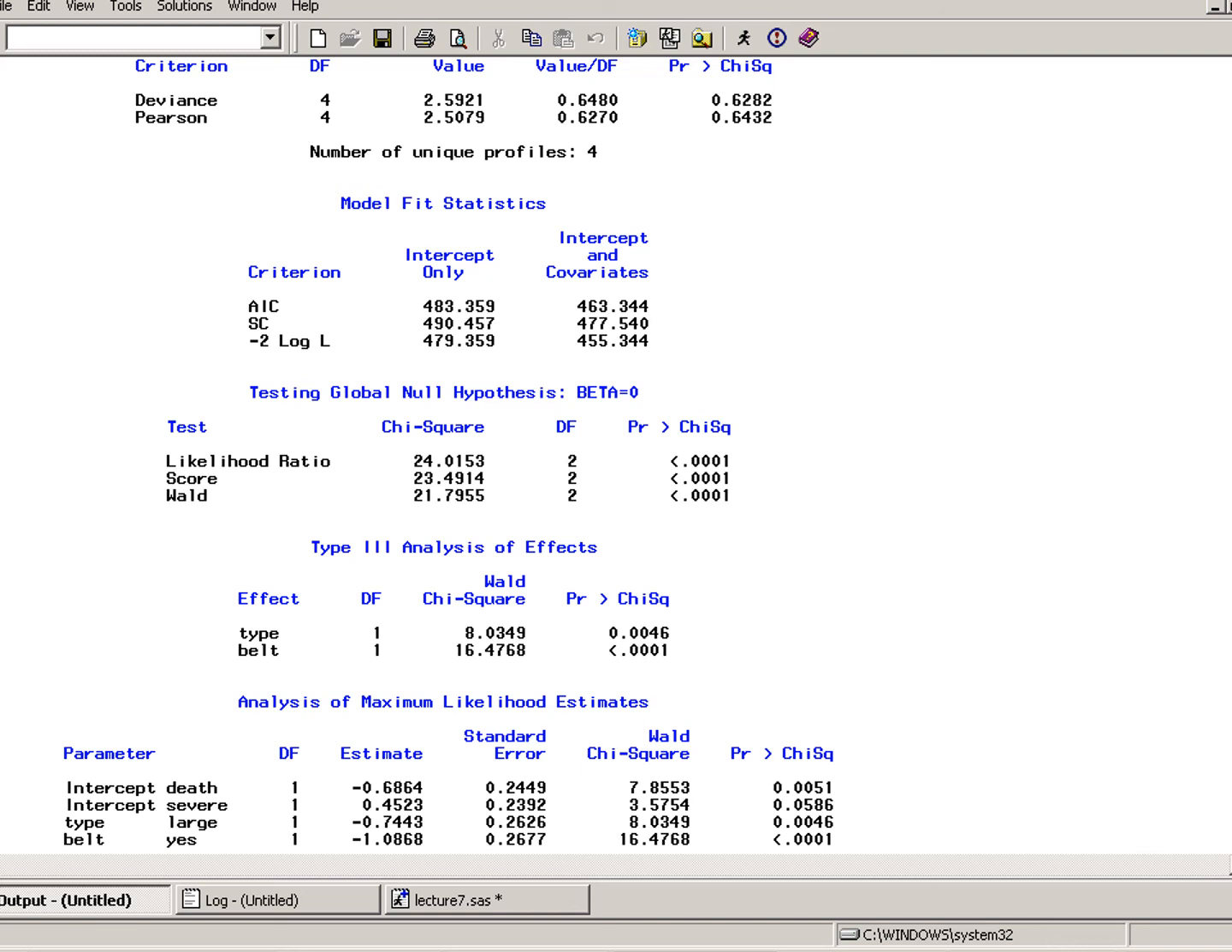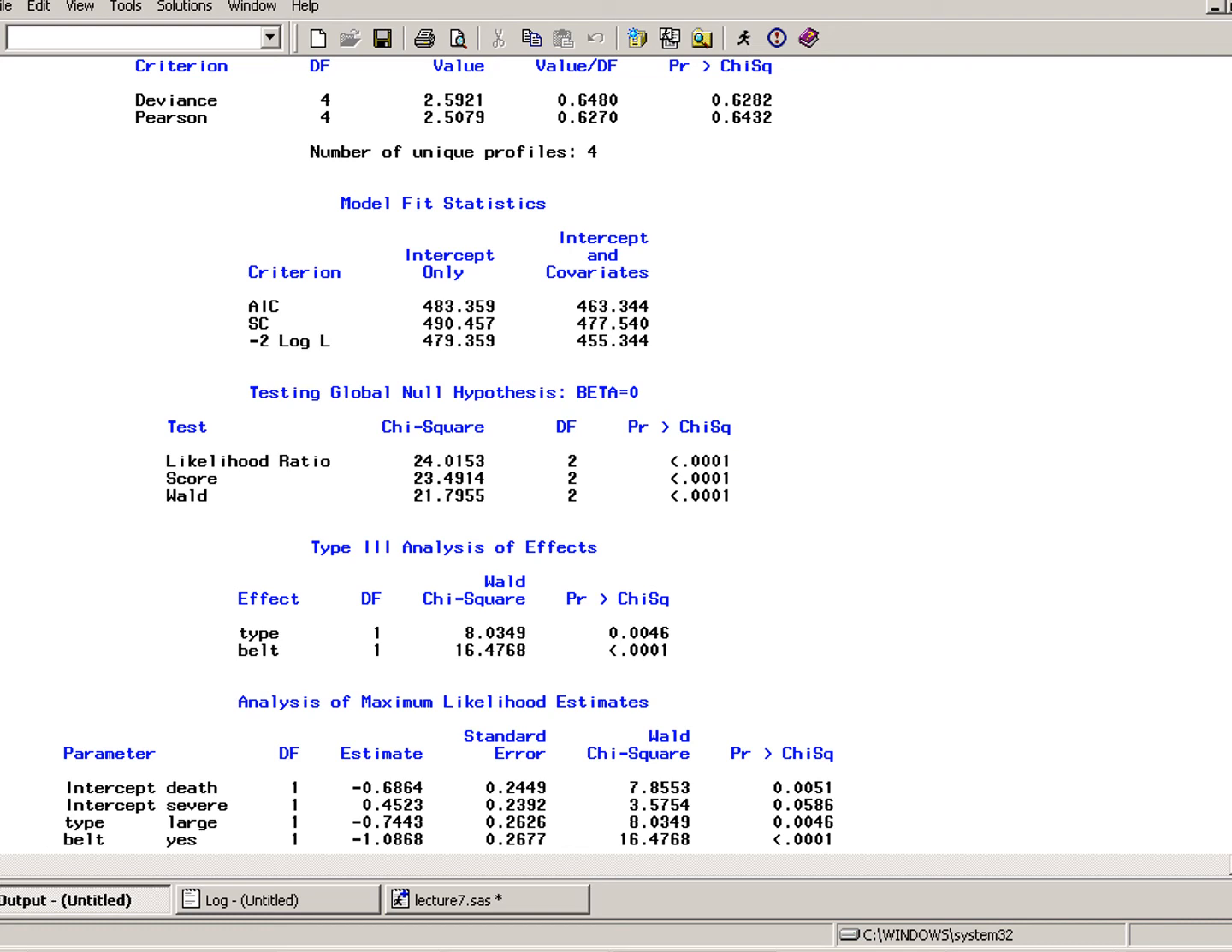Digging deeper, we see that both type of car and seatbelt are very significant. So each of those is important in our model. And then we see our model equation. Notice SAS fits two y-intercepts, one for the death equation, one for the severe injury equation, but both of those equations are going to use the same coefficient for type of car and for type of seatbelt.